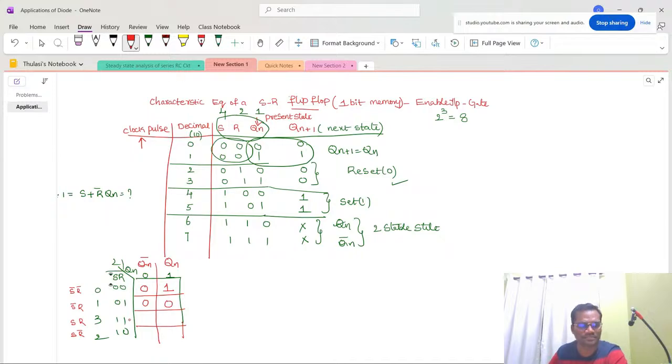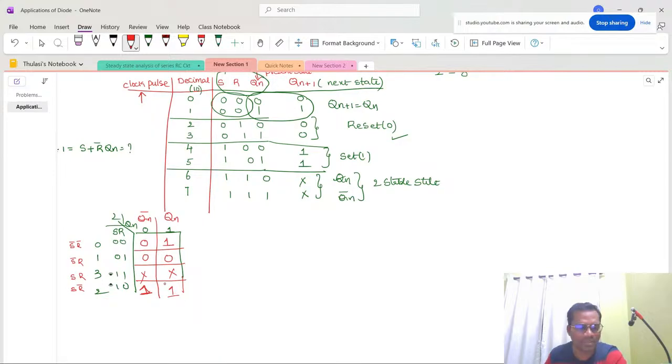Next, 1, 1 with Qn as 0 is an indeterminate state. And again, 1, 1 with 1, we are going to get a don't care condition. With 1, 0 and Qn as 0, you are going to get the value of 1 here. And 1, 0, 1, we are going to get the value of set. Now we have to perform the K-map and see how these are linked with each other.